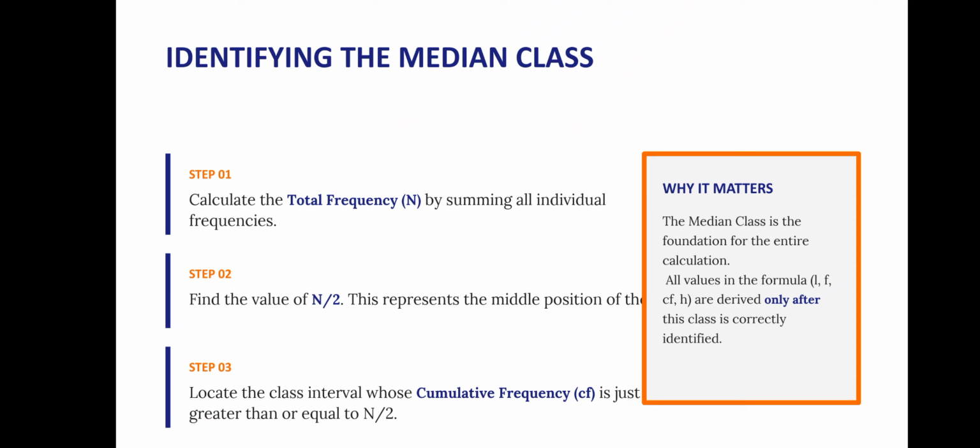Step 1, calculate the total frequency by summing all individual frequencies. Step 2, find the value of n by 2. This represents the middle position of the class. Step 3, locate the class interval whose cumulative frequency is just greater than or equal to n by 2. Okay, so why does it matter? The median class is the foundation of the entire calculation. All values in the formula, L, F, CF, and H, are derived only after this class is correctly identified.